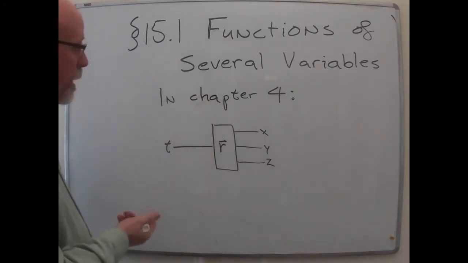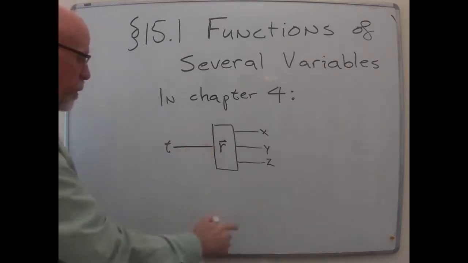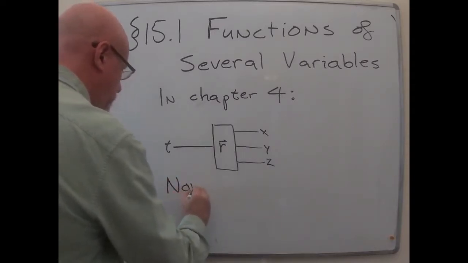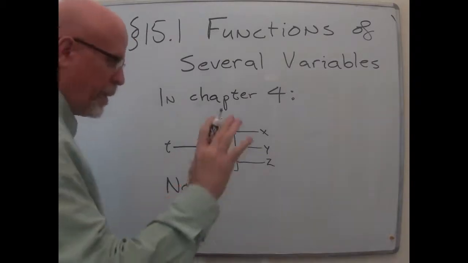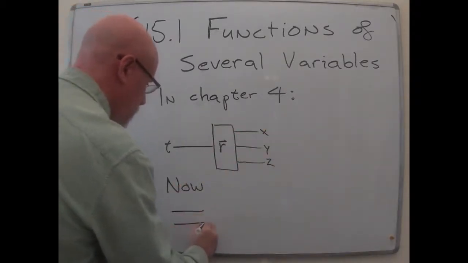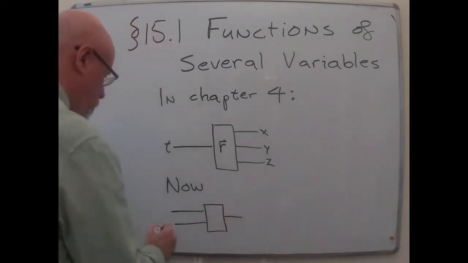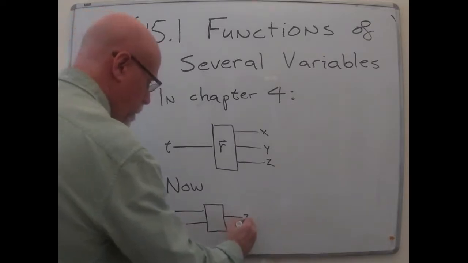Well, what we're going to do in chapter 15 is essentially the reverse of this. We're going to have multi-inputs and a single output. Well, there's two things we'll do because we can't really go into the fourth dimension. We're going to do two inputs and a single output, and usually those will be x and y as the inputs and z as the output.